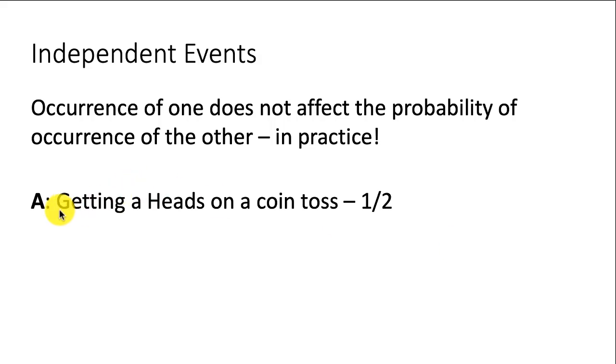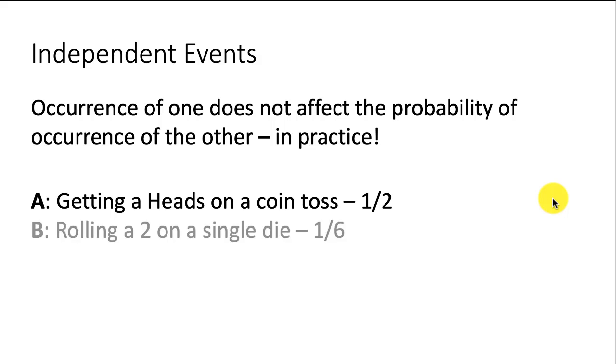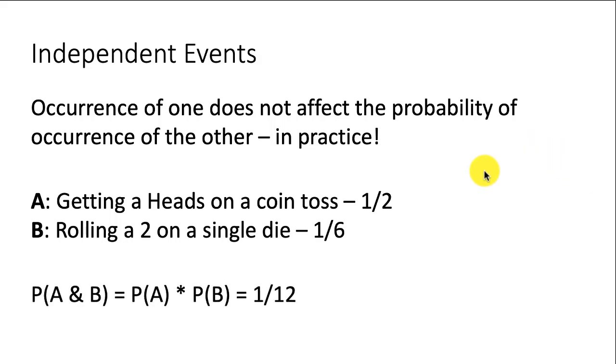So if you look at getting a head on a coin toss, the probability of that is half. We know that, assuming the coin is fair. And the probability of rolling a 2 on a single die roll is 1/6. Once again, assuming that the die is fair. It's not loaded in any way. And when you have independent events, the probability of both of those events occurring, A and B, is probability of A times probability of B. You multiply, when they are independent.